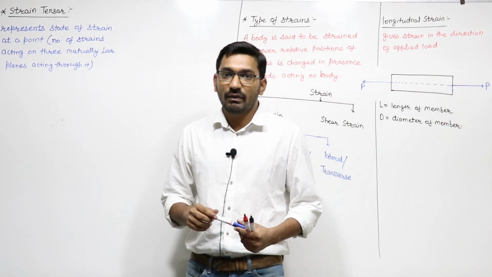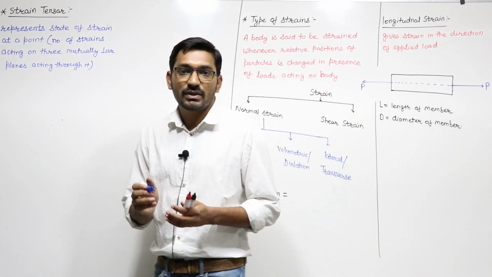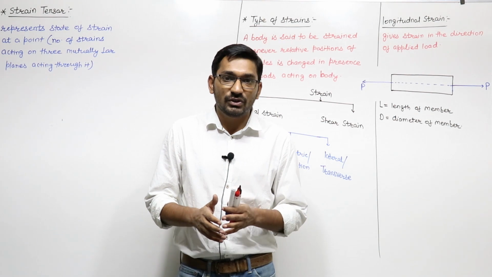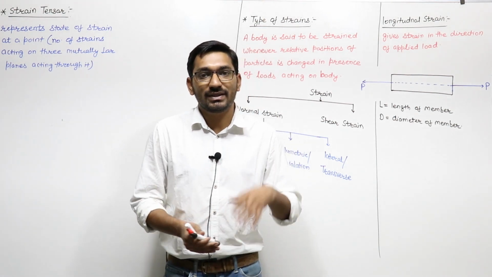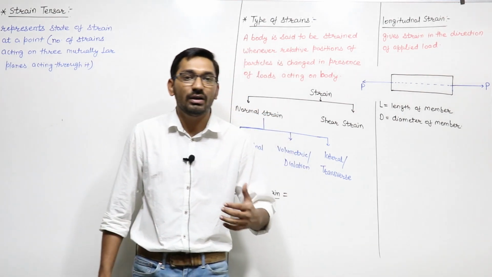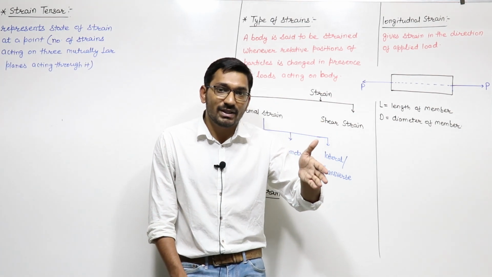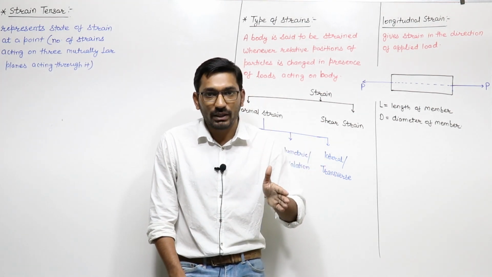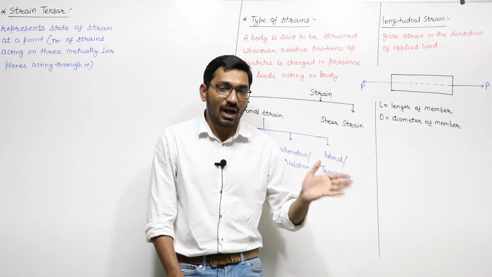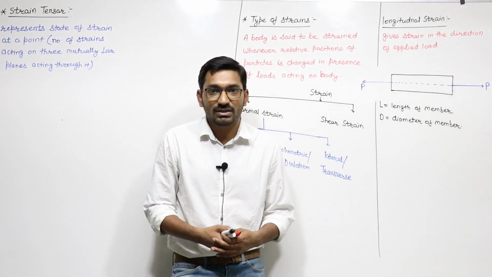The next topic of our discussion is the strain tensor. We already saw what the stress tensor is. A stress tensor is a matrix form which is used to represent the state of stress at a point under tri-axial loading, or you can say under any loading. The state of stress at a point on the three mutually perpendicular planes passing through that point is denoted with the help of the stress tensor.